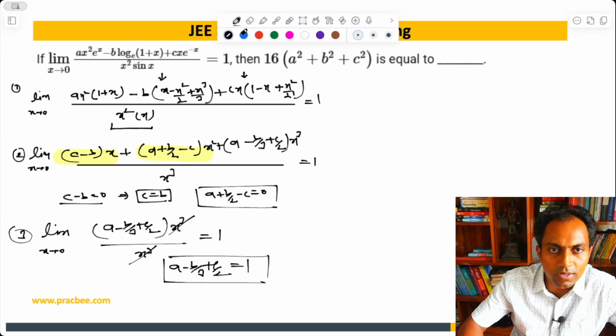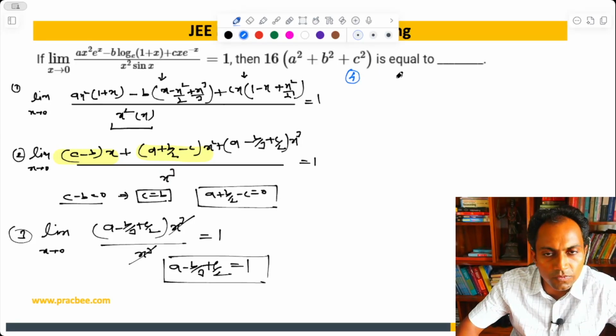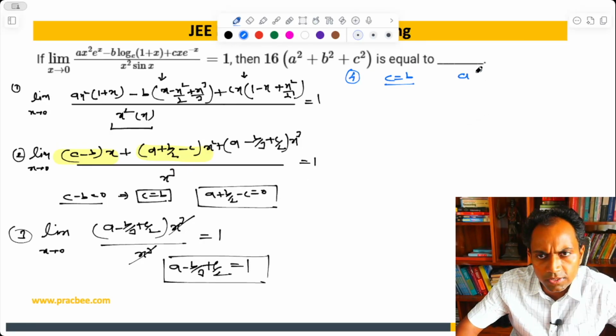So let us see what do we get in the fourth part. So the first equation that we have got is c is equal to b. If I put it in the next one, this will become a plus b by 2 minus b is equal to 0.